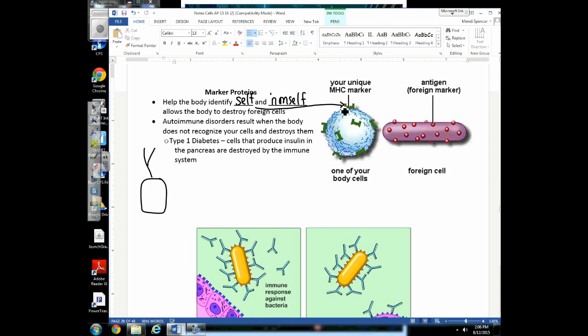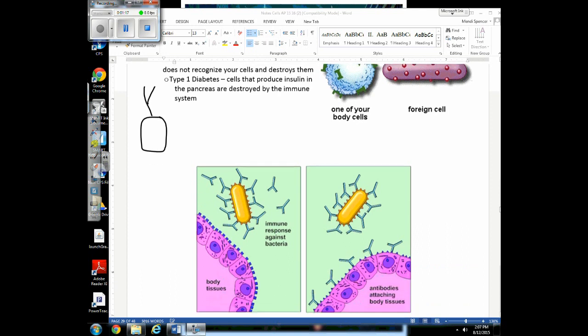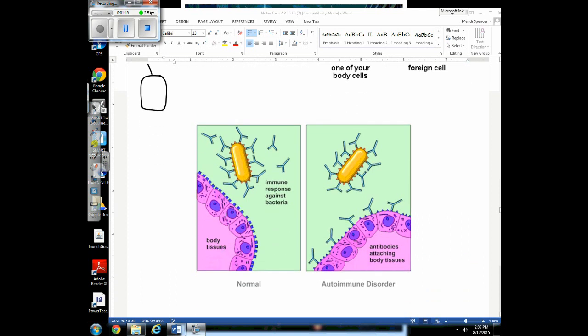There's a marker protein on one of your body cells, and your body recognizes that marker protein. But if you have a bacteria cell, it has markers as well, but those markers are not going to be recognized by the body. As a result, the body's going to try to destroy those non-self cells. And that's what this diagram is attempting to show you, that when a cell is recognized as being foreign, then your body has an immune response.